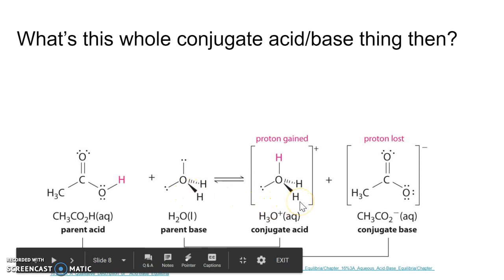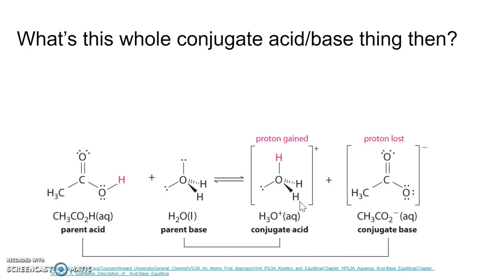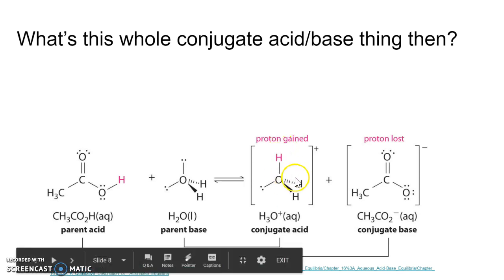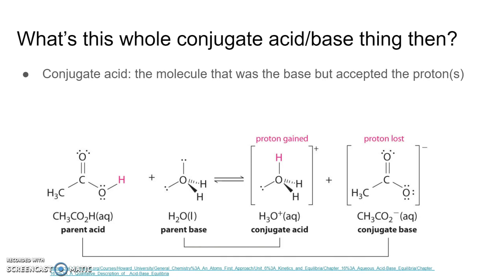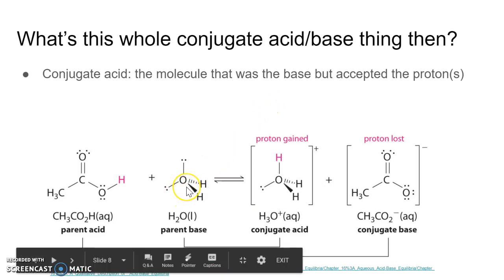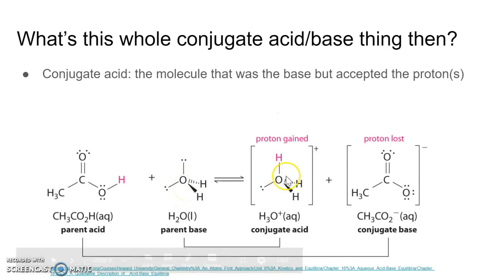So if that's true, and we look at this, the base is then paired with this conjugate acid. The conjugate acid is essentially the one that gained the proton, and the conjugate base is the one that lost the proton. If you're looking for definitions, it's a little funky, I know, and it just takes some practice and a little time to get used to it. But the conjugate acid is the molecule that was the base but accepted the protons. So here's my base, and it accepted protons. That's why this is my conjugate acid. You can essentially describe it as base plus H.